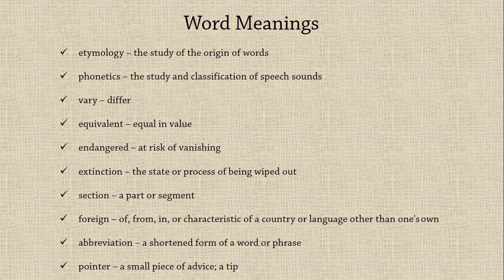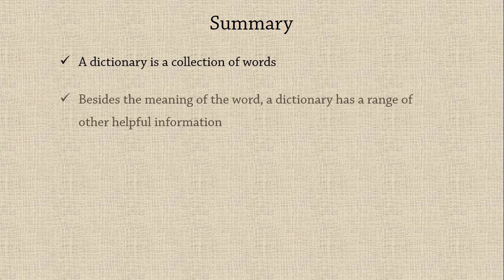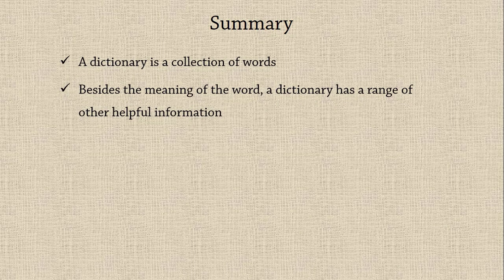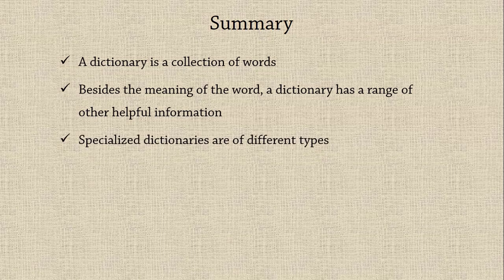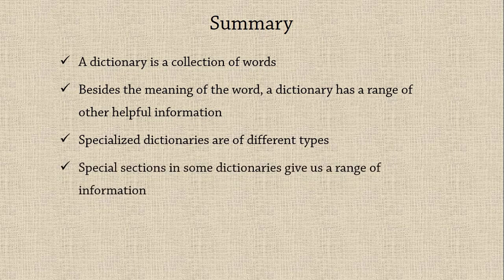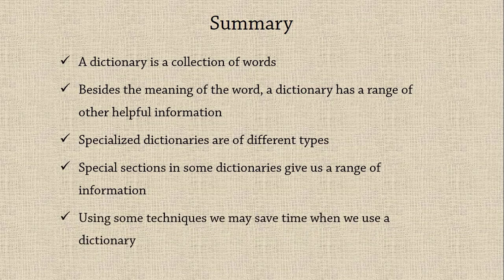Now let's quickly go through the summary. Firstly we saw a dictionary is a collection of words. Then we saw, besides the meaning of the word, a dictionary has a range of other helpful information. Then we saw that there were specialized dictionaries of different types. Then special sections in some dictionaries give us a range of information. And finally, we saw that using some techniques we may save time when we use a dictionary.